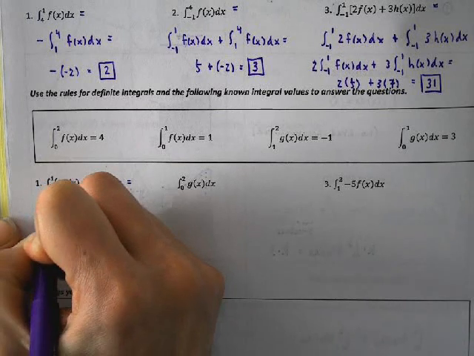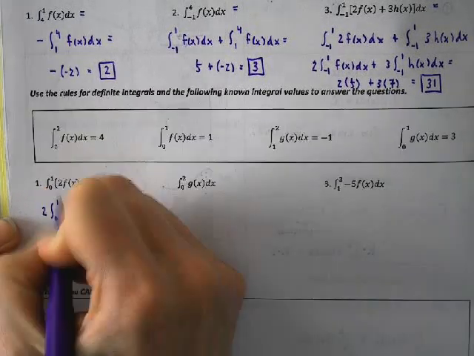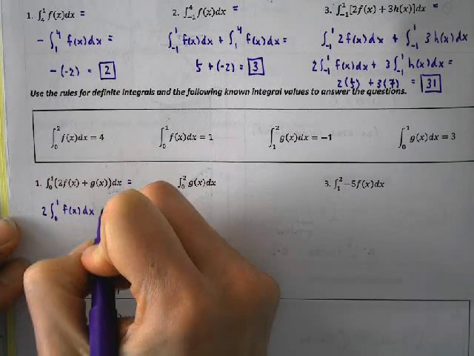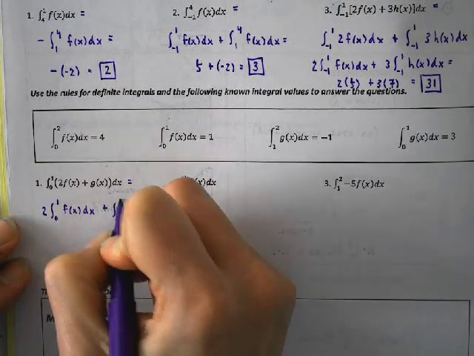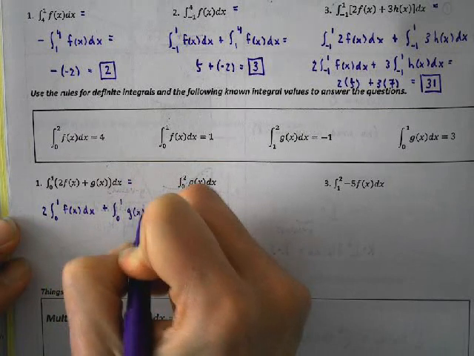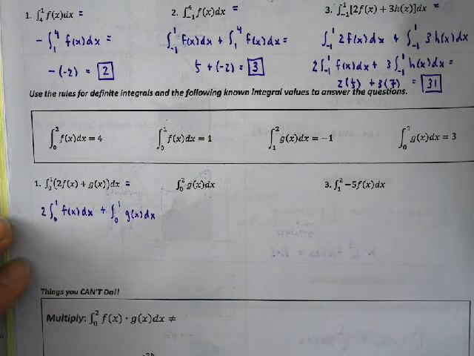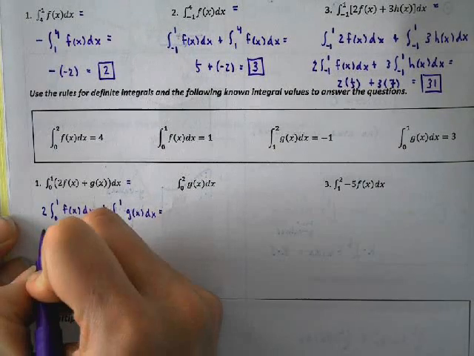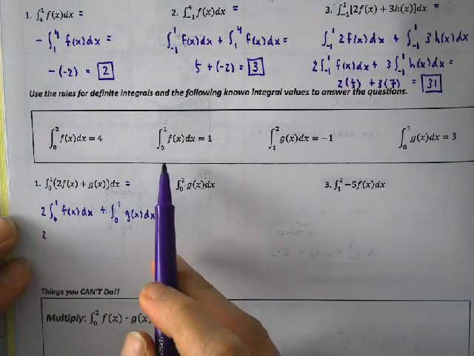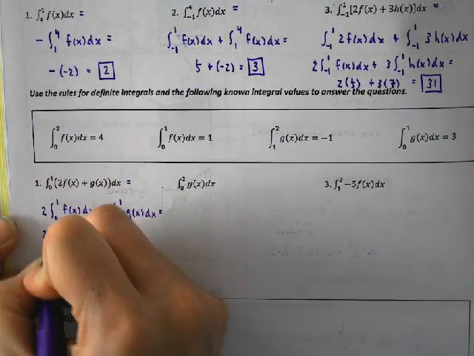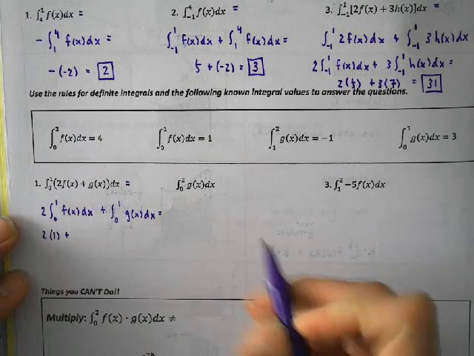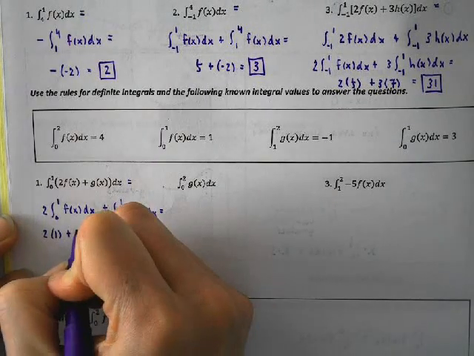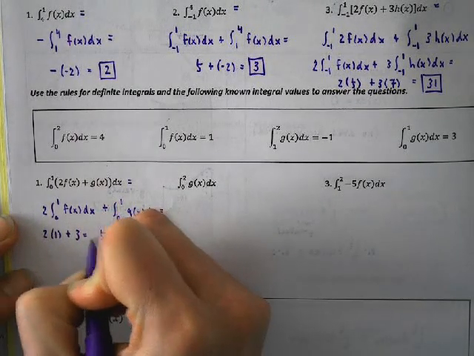So this is going to be the same as 2 times the integral from 0 to 1 of f of x dx plus the integral from 0 to 1 of g of x dx. Now let's see, I have 2 times the integral from 0 to 1 of f of x dx is 1, plus the integral from 0 to 1 of g of x dx is 3, so I get an answer of 5.